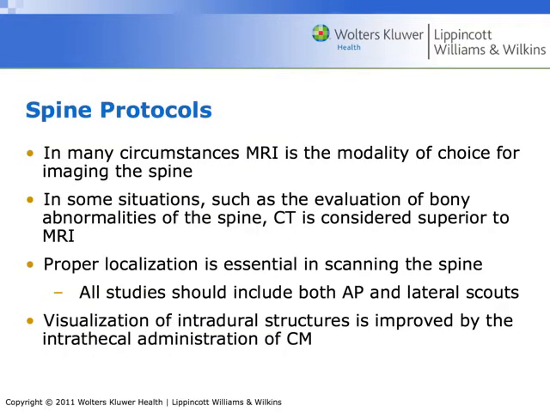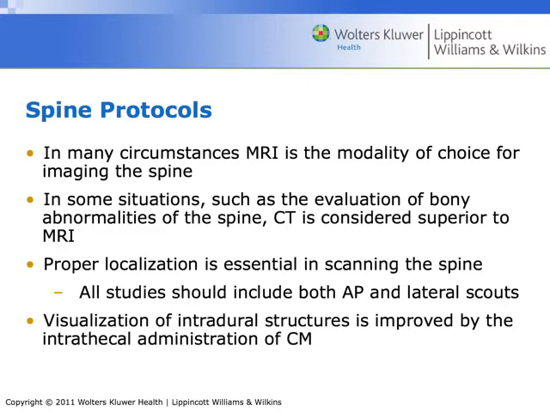Okay, spine protocols. So if we want to actually just look at the spinal cord itself, MRI is kind of the modality of choice for that. But if we're looking for bony abnormalities, like patients in a motor vehicle crash, or suspecting a bone spur or something like that, or a fracture, of course, we're going to want to go to CT.